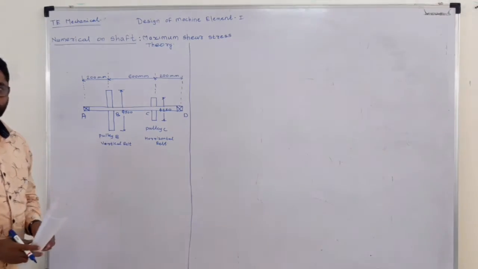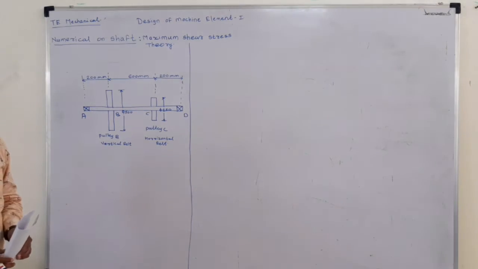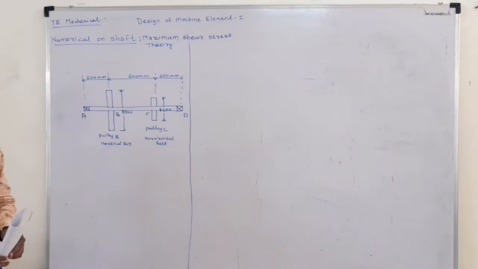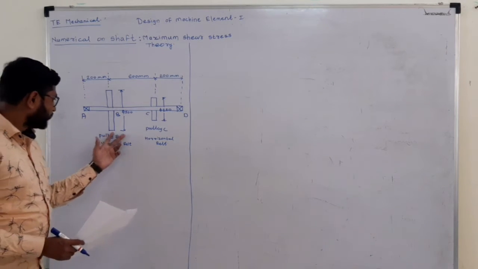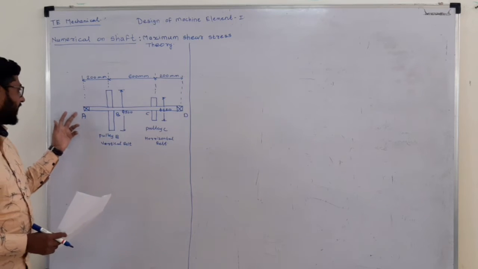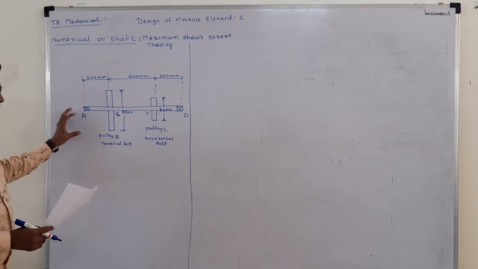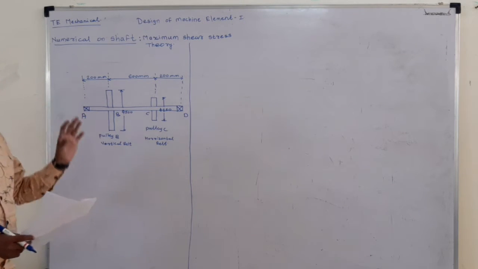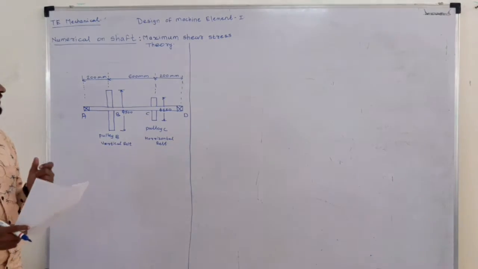Today, we have to learn the numerical on design of shaft based on maximum shear stress theory. So, the layout of shaft is given here. Two pulleys, B and C, are mounted on the shaft, and at points A and D, bearings are given. The numerical is to design a shaft, meaning to find the diameter of the shaft.